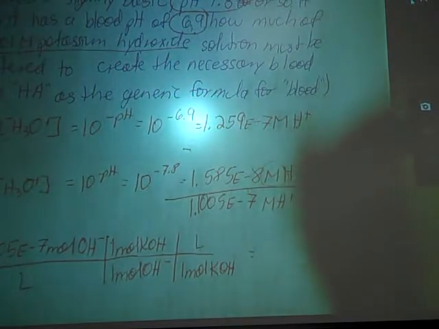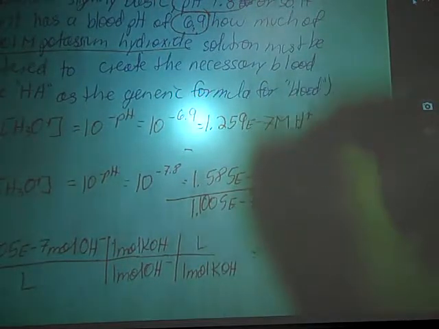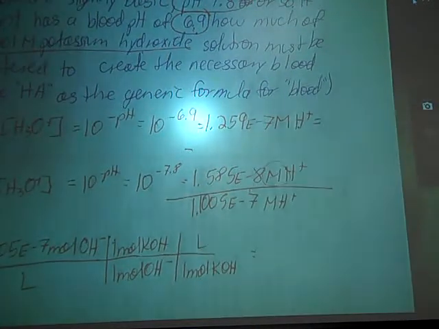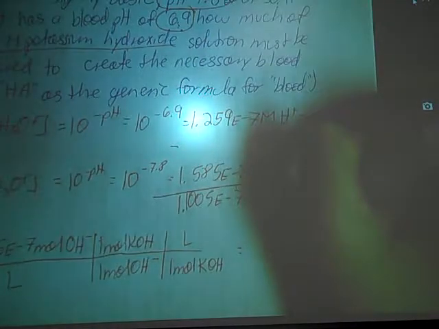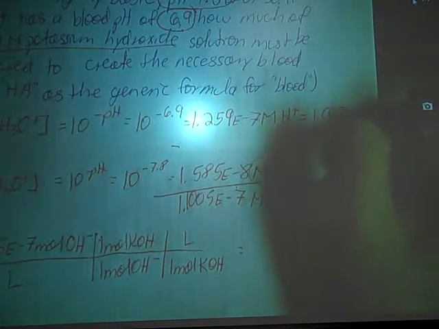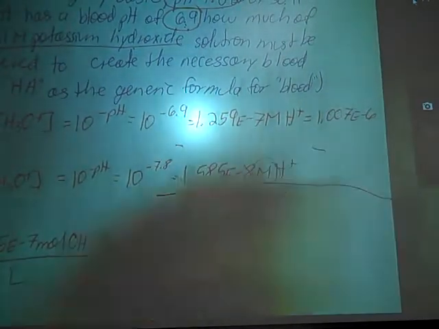The body usually holds what? 8 to 12 pints of blood, so we'll say it's a small person, 8 liters. I apologize. Look at that mistake. 1.259 times 10 to the negative 7 times 8. Whoops. Helps if I put the right numbers in my calculator. So my process is going to be the same. I just got to change some numbers.